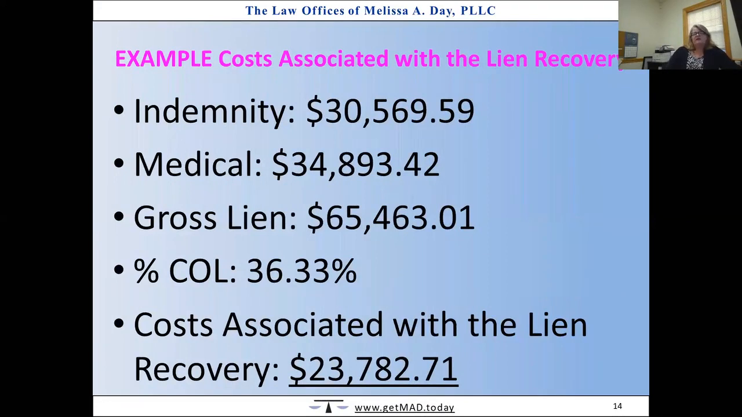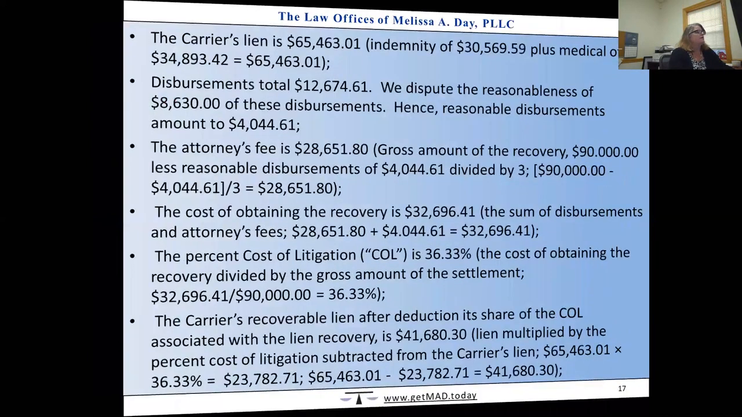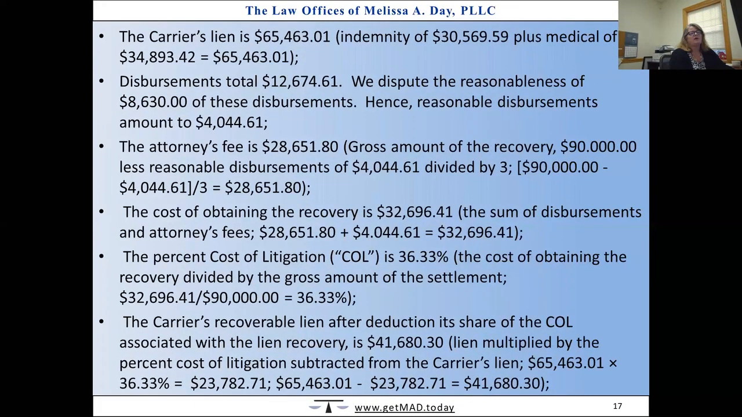$23,782.71. That subtracted from the gross lien of $65,463.01 would give you the recoverable lien of $41,680.30. This slide here will give you the actual calculations from the consent letter that I did with these specific numbers.